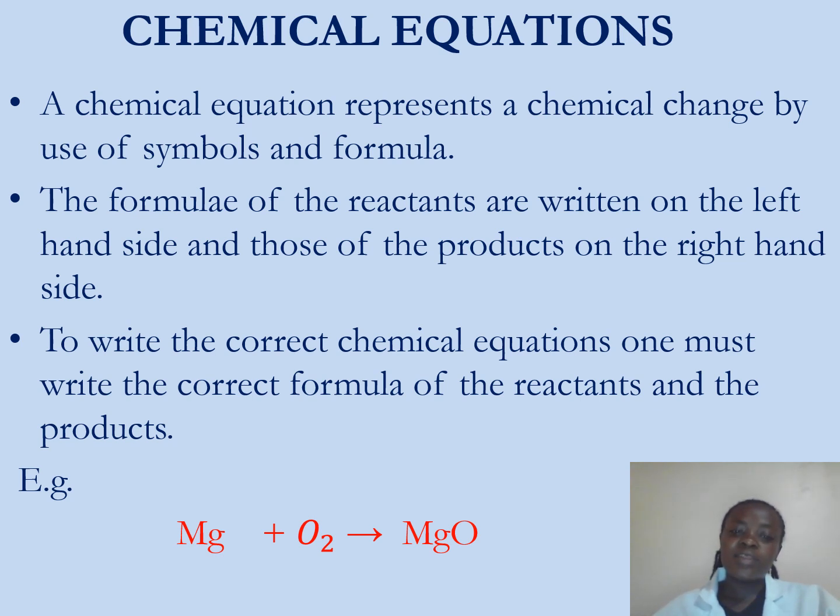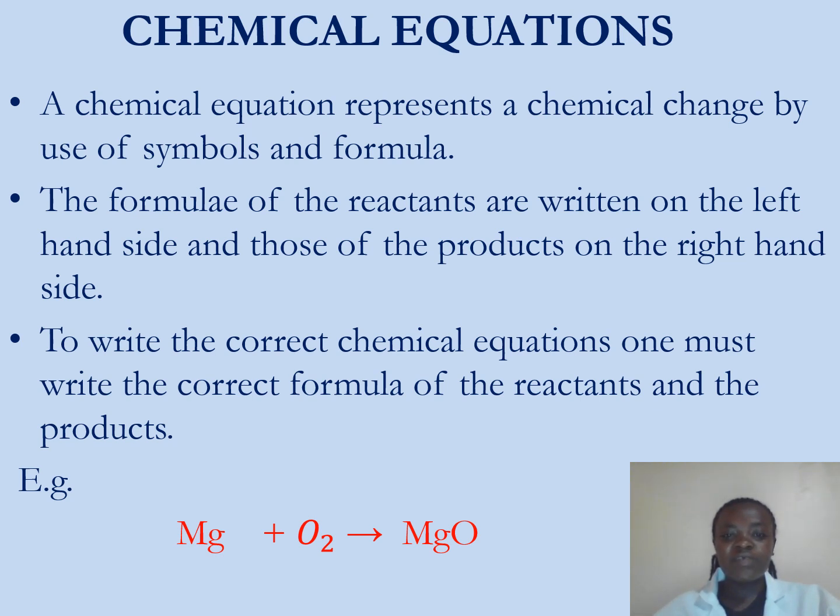To write the correct chemical equations, one must write the correct formulas of the reactants and the products. So you must know how to write the chemical formula of the products and that of the reactants before you write a chemical equation. So it is very necessary that you should know how to write this chemical formula.